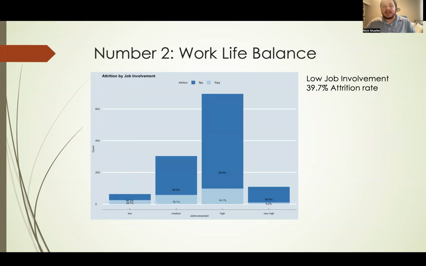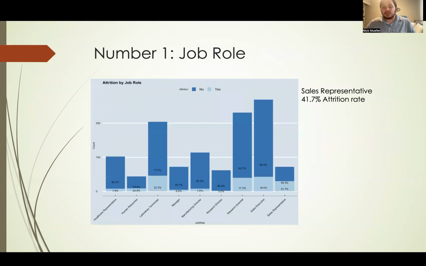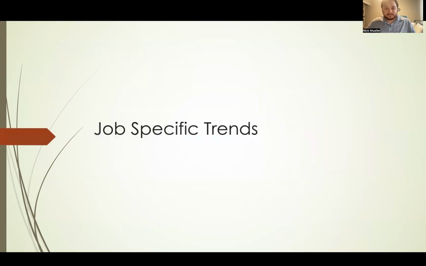And then coming in at number 1 is job role. The sales representative has a 41.7% attrition rate. And as you can see, research director, manufacturer, and manager all have very low attrition rates. So the sales representative department might need a little investigation.